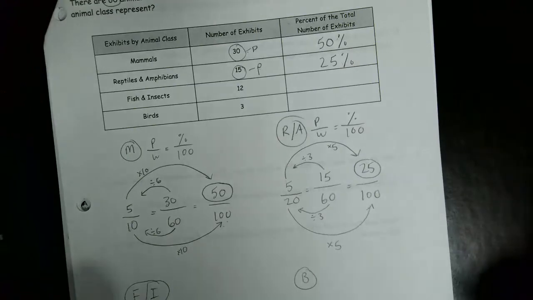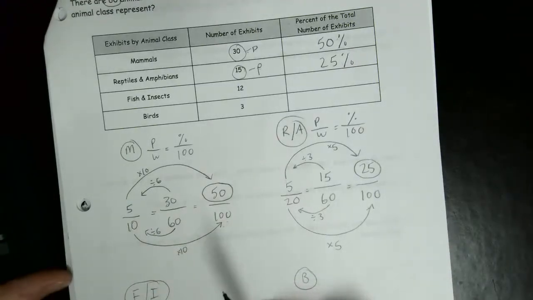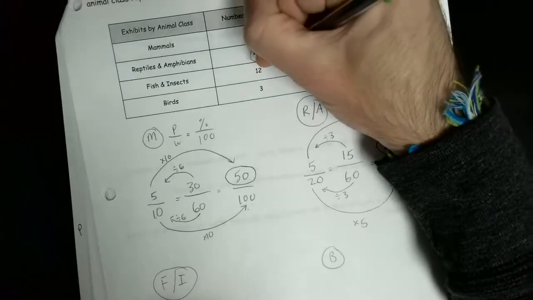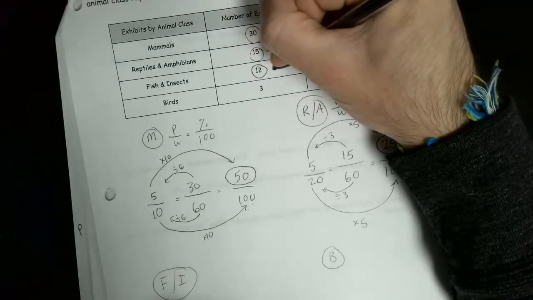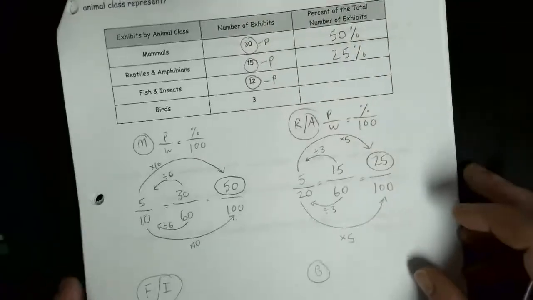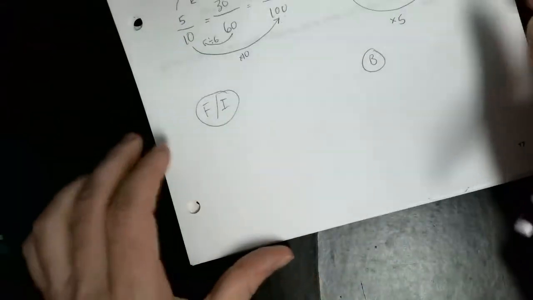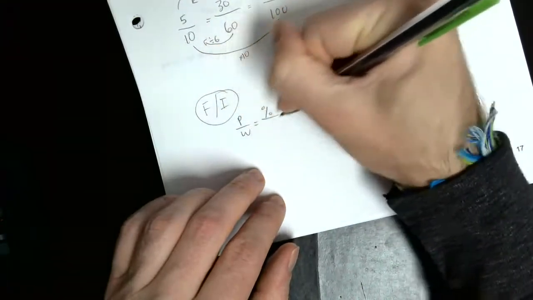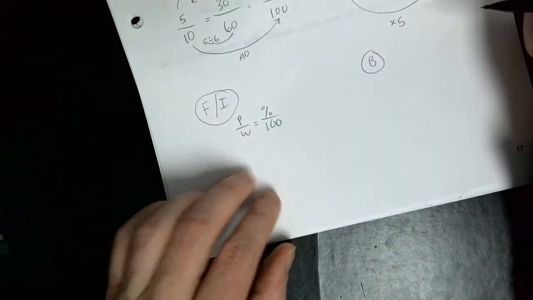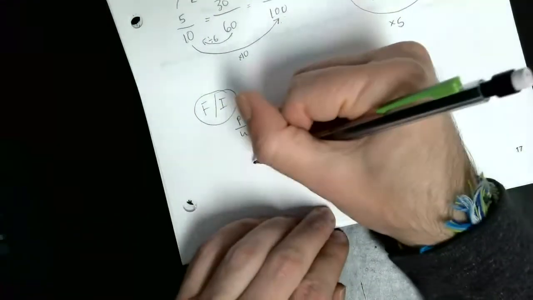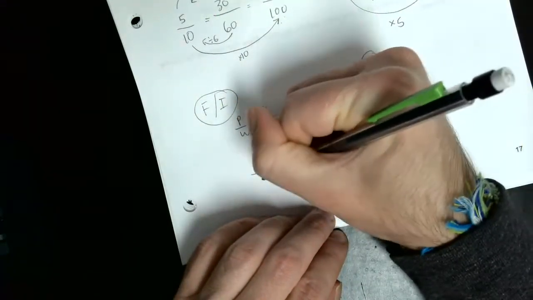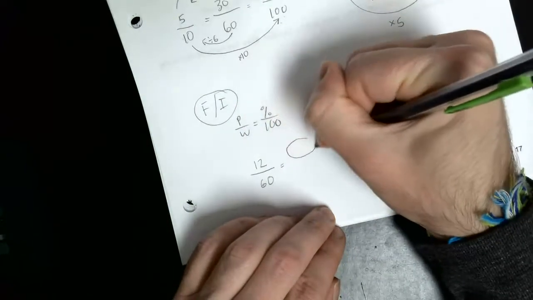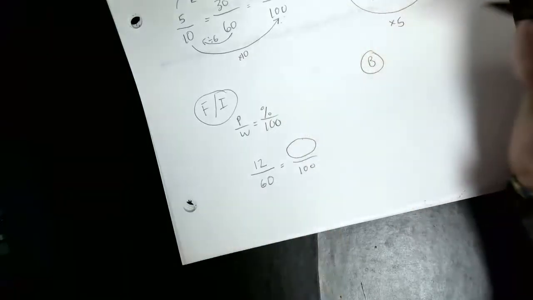All right, let's try fish and insects. That's going to be the part again, with the same whole. It's still 60. So part over whole equals percent over 100. The part is 12. That's the number of fish and insects out of 60 total animals in the zoo. The percent is what we're looking for out of 100.